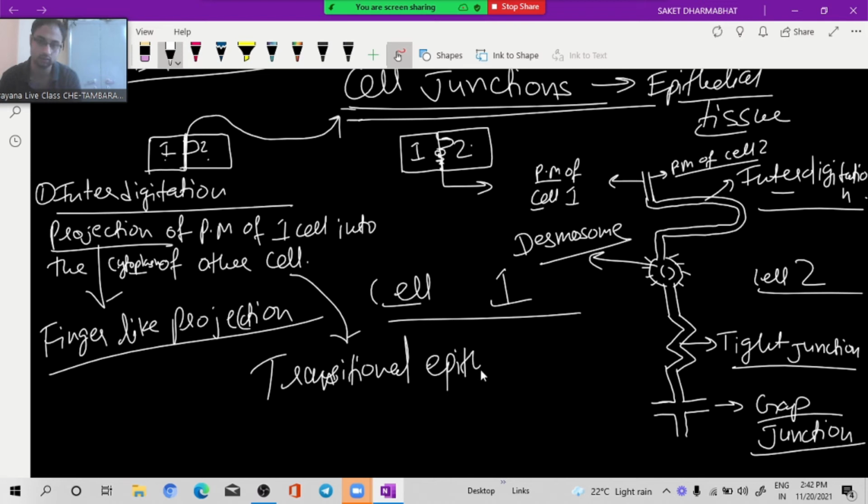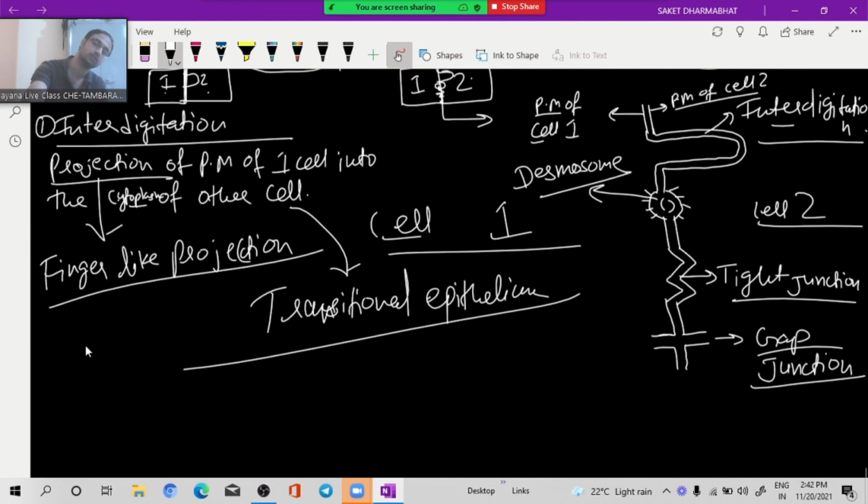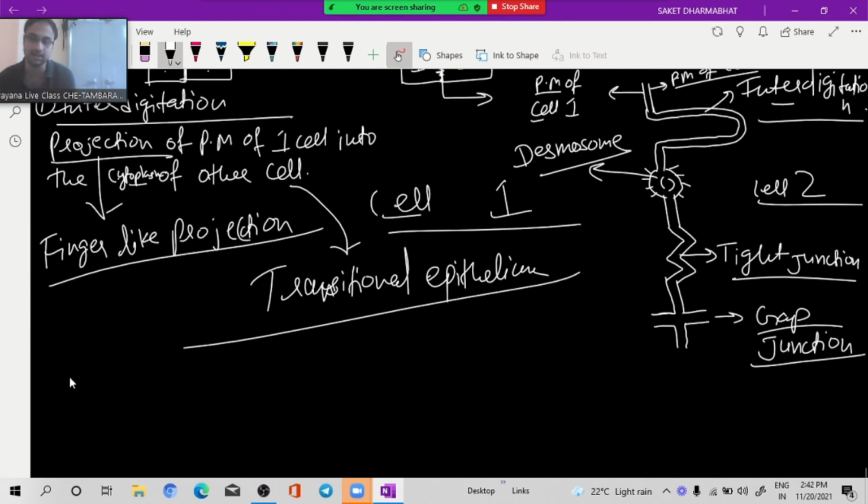Transitional epithelium. Interdigitation is found more in which epithelium? Transitional epithelium. Clear? Now, the second thing you are seeing here is desmosome.